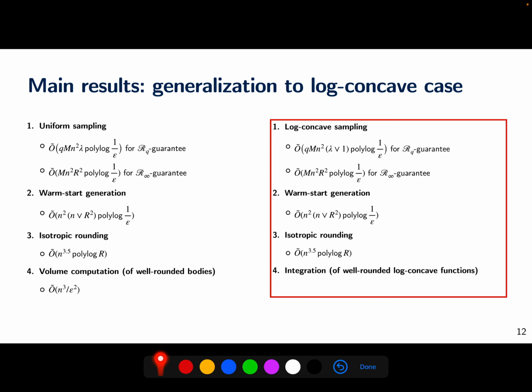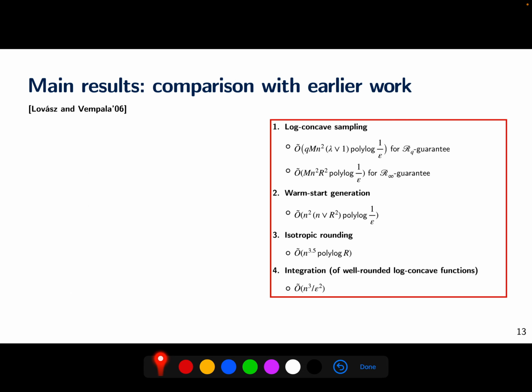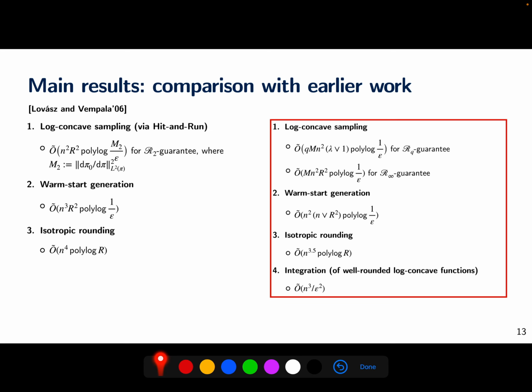And then the generalization of volume computation can be thought of as integration. For this task, we can also achieve the same complexity. Before this work, in 2016, Lovász and Vempala used hit and run algorithms, which are very classical random walk style algorithms. They showed several results on this problem as well, but always worse than our guarantees.